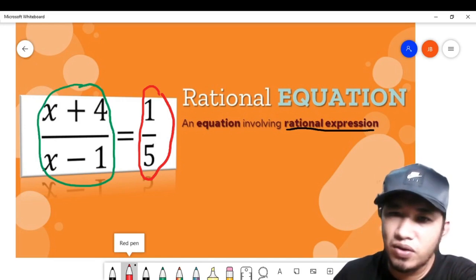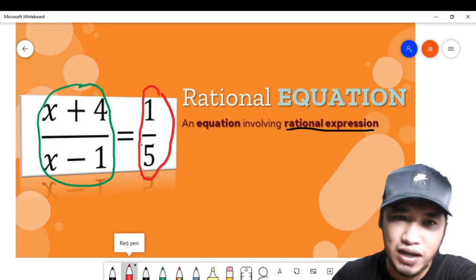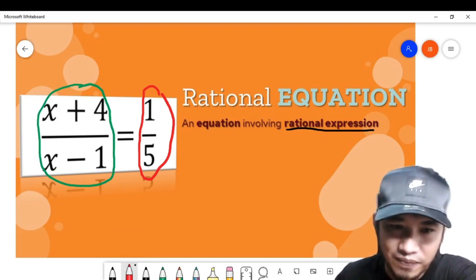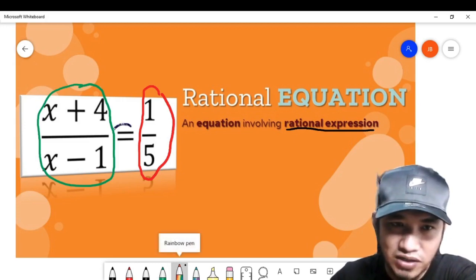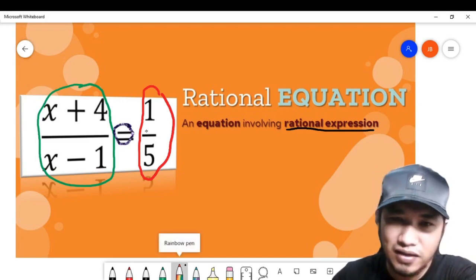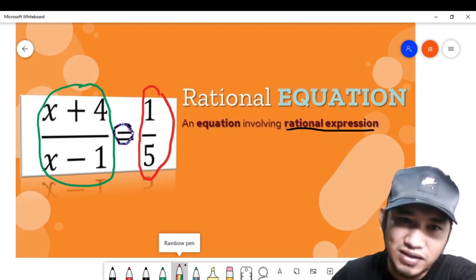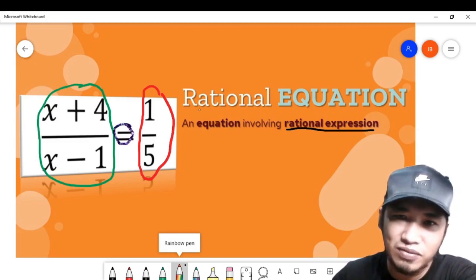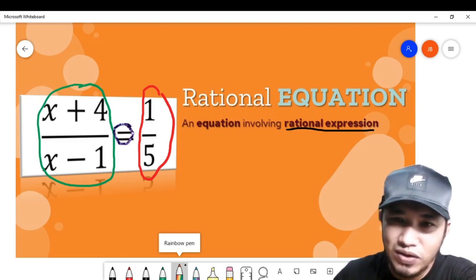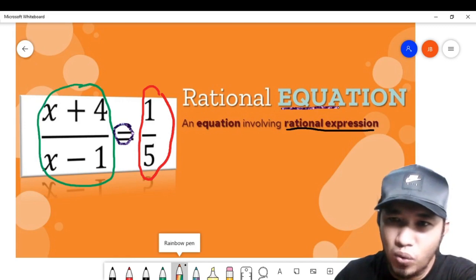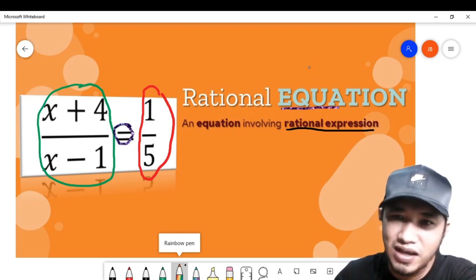So, how did that become a rational equation? Do you see the equal sign in the middle? The equal sign in the middle of the two rational expressions. That makes the two expressions become a rational equation, because of the equal sign. And as a clue, you will notice the word equa, which means equal.